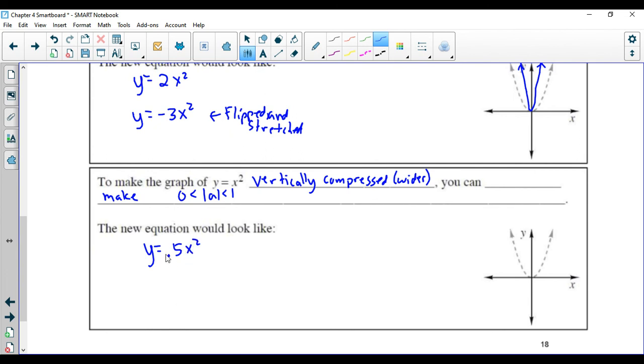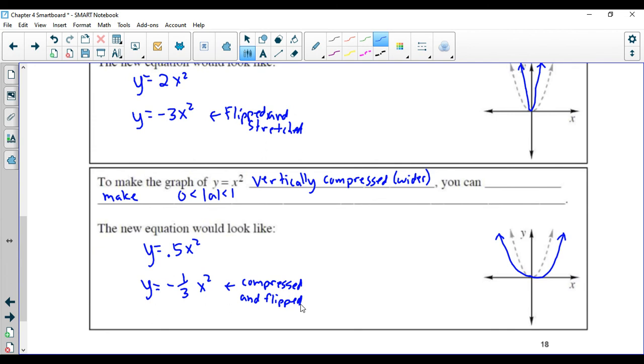So for example, if I had y equals 0.5 x squared, the absolute value of 0.5 is 0.5, which is between 0 and 1. So that would be vertically compressed, which means wider. So it would be the same U shape, but just out a little bit wider, growing a little bit slower. Now I could also do y equals negative 1/3 x squared. So the absolute value of negative 1/3 is 1/3. So that's why it's vertically compressed. But the negative is also flipping it. So this one would be compressed and flipped at the same time.